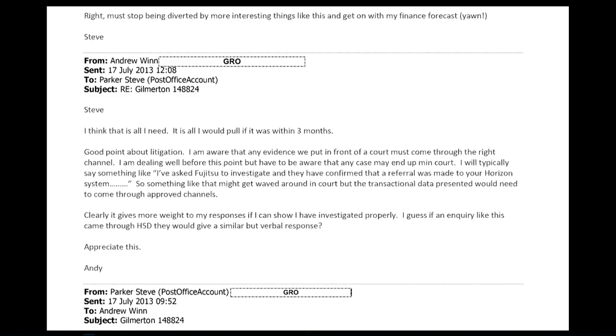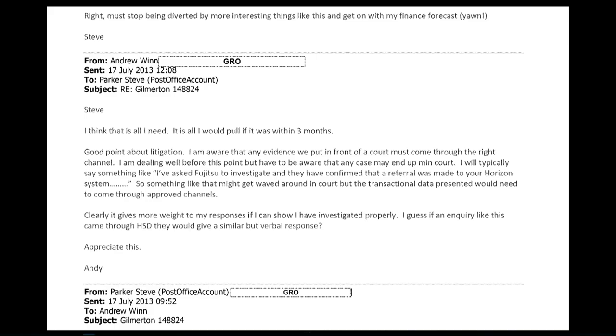Good point about litigation. I'm aware that any evidence we put in front of a court must come through the right channel. I'm dealing well before this point, but I have to be aware that any case may end up in court. I will typically say something like, I've asked Fujitsu to investigate, and they have confirmed that a referral was made to your Horizon system. So something like that might get waved around in court, but the transactional data presented would need to come through approved channels.